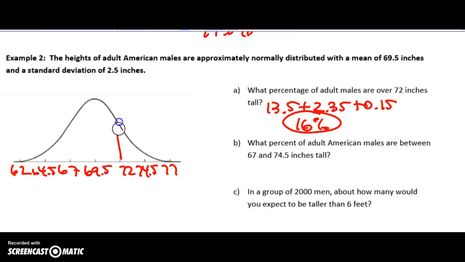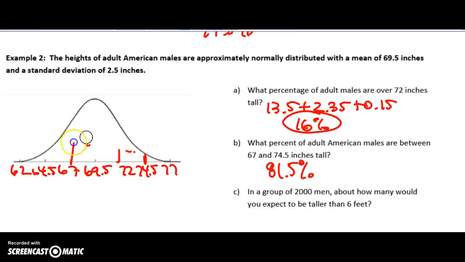What percent are between 67 and 74.5 inches tall? So in that case, between 67 and 74.5. Well, from here to here, it's 68%, and then we have an additional 13.5%. So we're going to go ahead and add those two to get 81.5%.